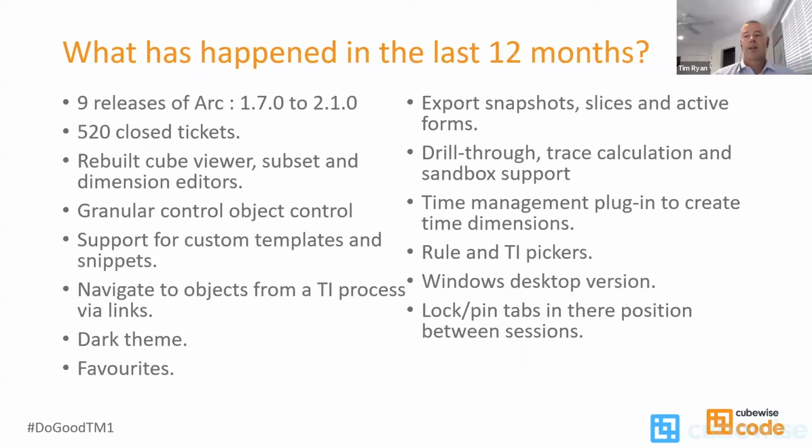All right, there's been a lot of things that we've done over the last 12 months in ARC, so I've got a bit of a summary here. I couldn't really list all the features that we've built, but there have been about 520 closed tickets, either bugs or enhancement requests. We've gone from 1.7 to 2.1. I think 1.112 was the end of the 1 series, then version 2, and now we've got the second version of version 2.